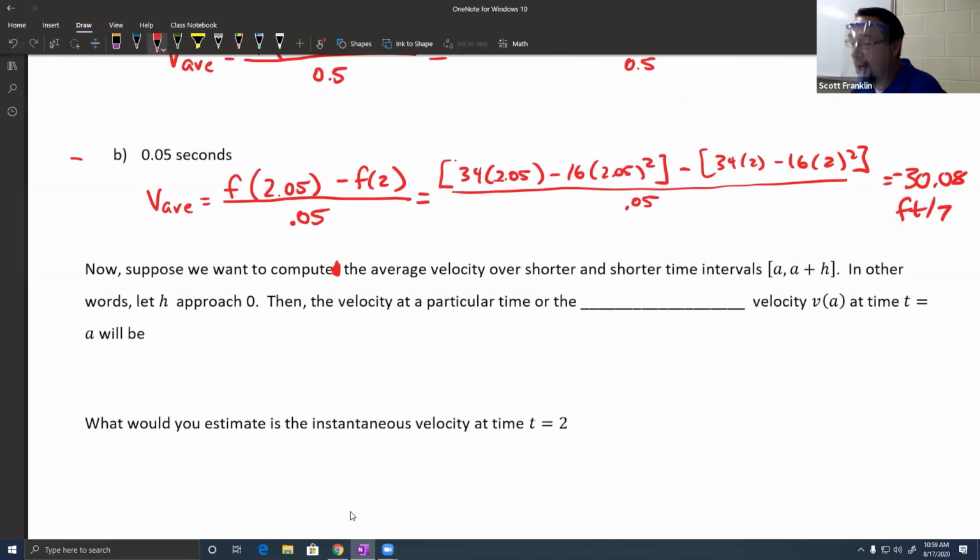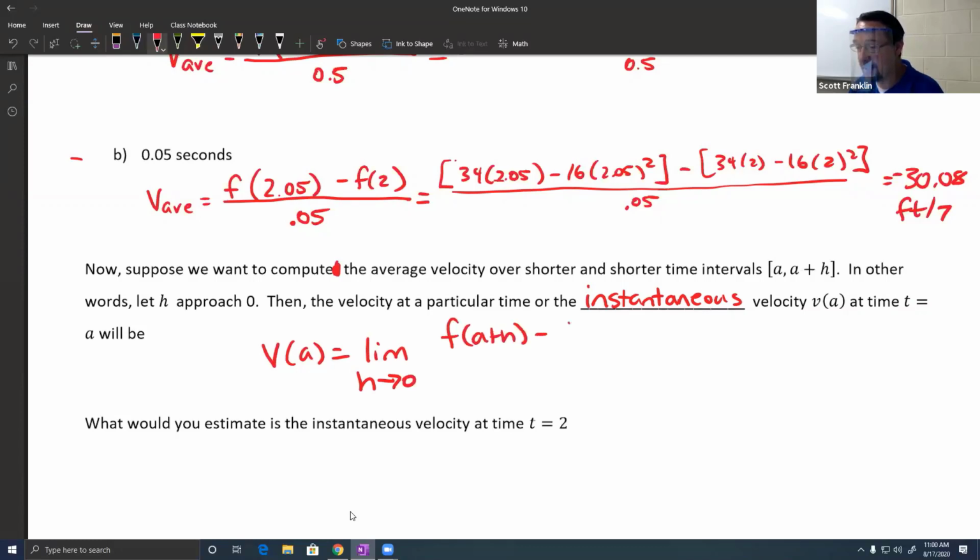So now, suppose we want to compute the average velocity over shorter and shorter time intervals, a to a plus h. In other words, we're going to let h go to 0, getting closer and closer to 2. So instead of letting 0.05 seconds go by, let's let 0.01 seconds go by, maybe 0.001, 0.00001. As h approaches 0, the velocity that it gets close to, right at that instant, is the instantaneous velocity. V of A at time t equals A will be the limit as h goes to 0 of f of A plus h minus f of A over h.